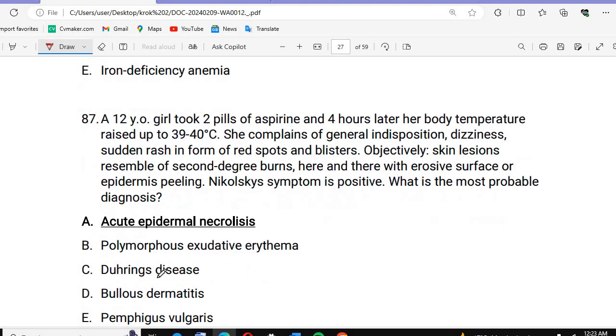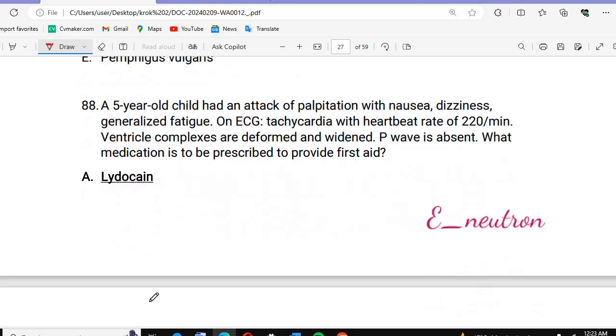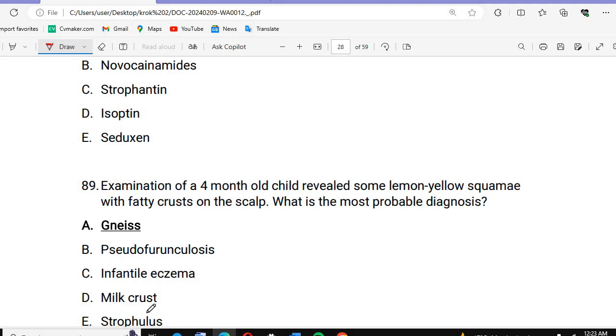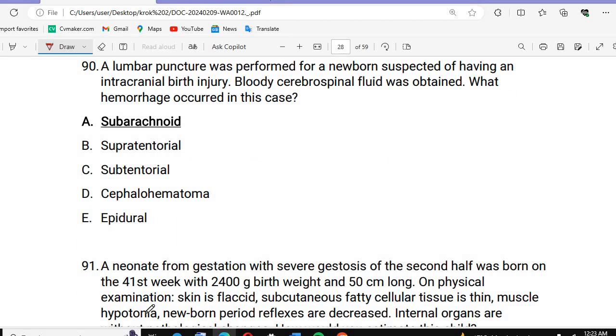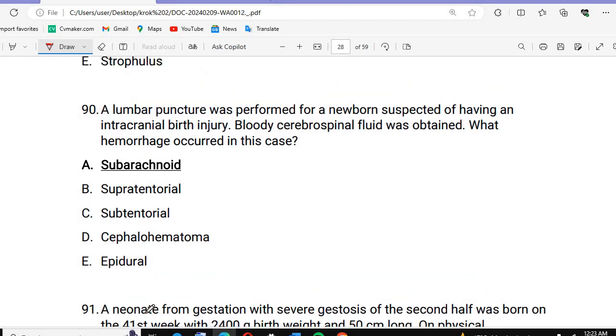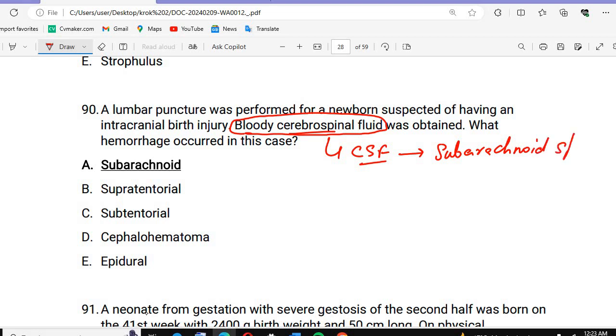Leave this also. Then we have the question number... See, we have a newborn suspected of having intracranial birth injury. There is bloody cerebrospinal fluid. So where is the cerebrospinal fluid present? The cerebrospinal fluid is present in the subarachnoid space. What hemorrhage occurred in this case? That is the subarachnoid hemorrhage.